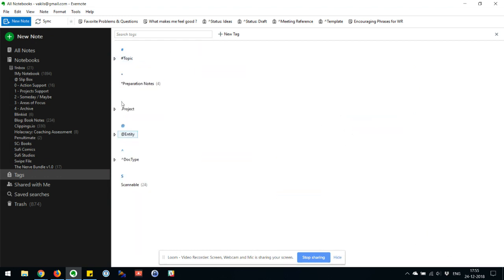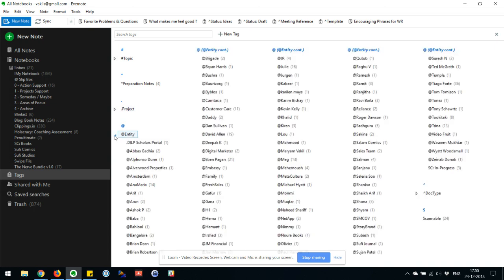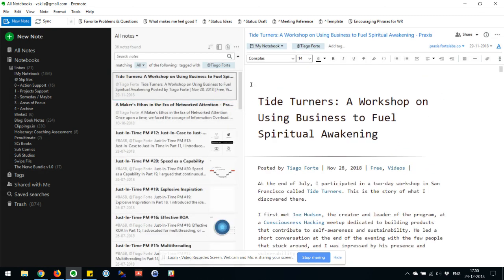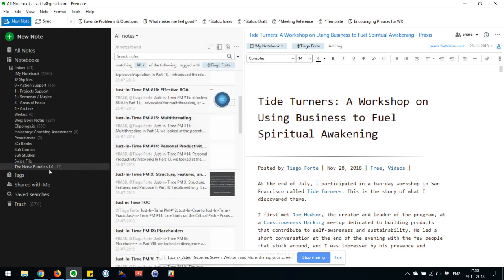I also give myself the freedom to tag a note with an entity tag. For example, if a note has a particular author, I may not do a hashtag author, I would give it a person. So I have Tiago Forte over here as a person. All notes with Tiago Forte are here, and you will see that they also have other tags along with it. Sometimes I tag it with a person or a topic, but I found that distinction useful.